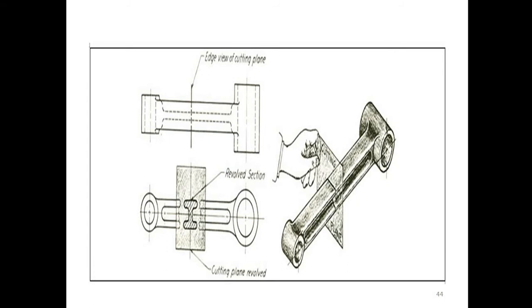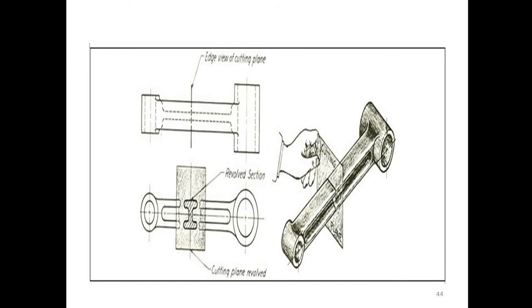Going to its top view, the cutting plane is revolved. I already told that a revolved section is nothing but taking one cutting plane and revolving that cutting plane by 90 degrees to show the revolved section of the component. When the cutting plane is revolved through 90 degrees, the cross section of the component is drawn by that revolved section, which is shown by the sectional view. It is one of the methods of revolved view.